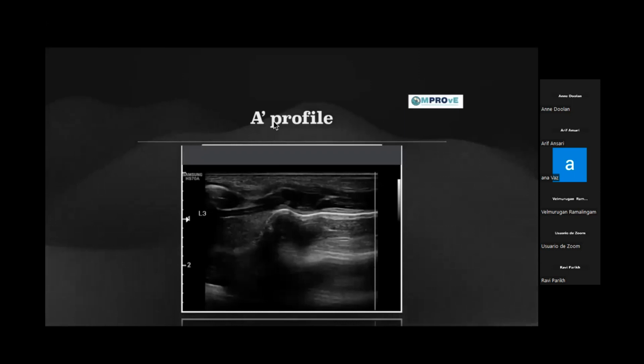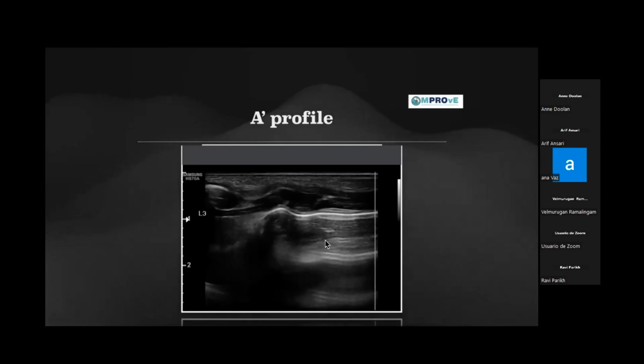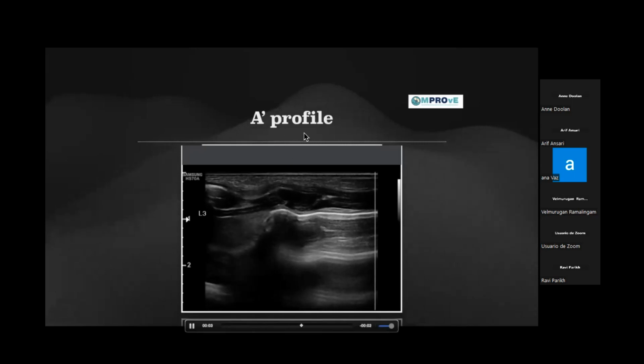If you are seeing A lines and at the same time you see normal, 3 to 5 B lines, or you are seeing comet tail artifacts, it is called A profile. If you see only A lines and you do not see any other vertical reverberation artifacts, then it is called A prime profile. Where do we see A prime profile? In pneumothorax, in air leaks.